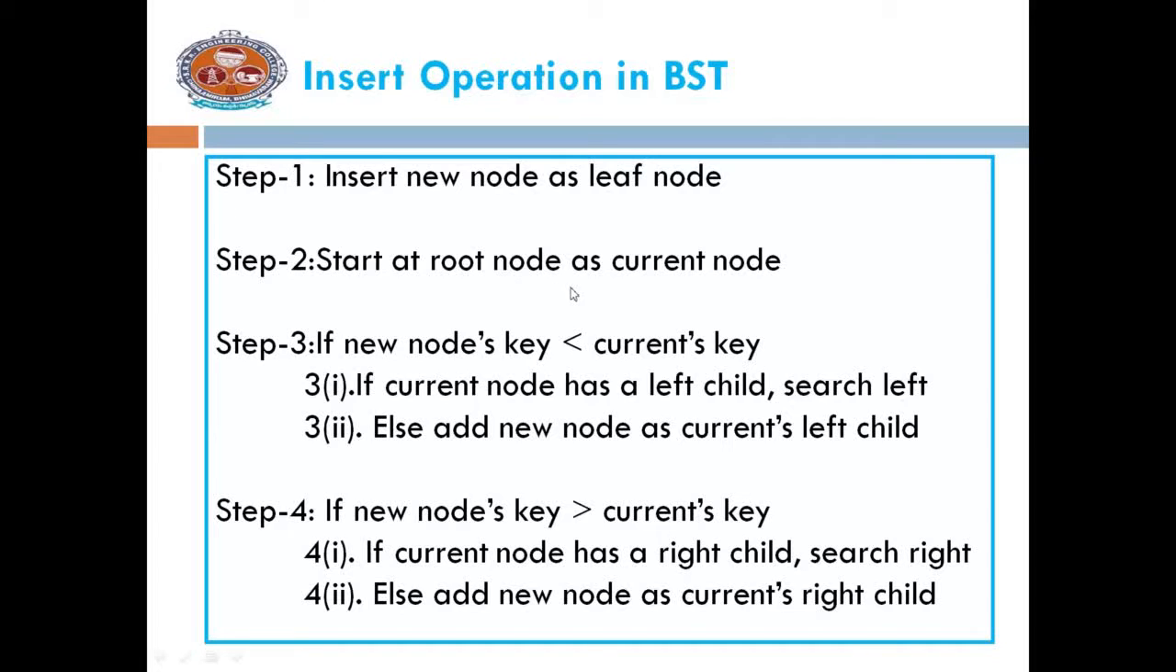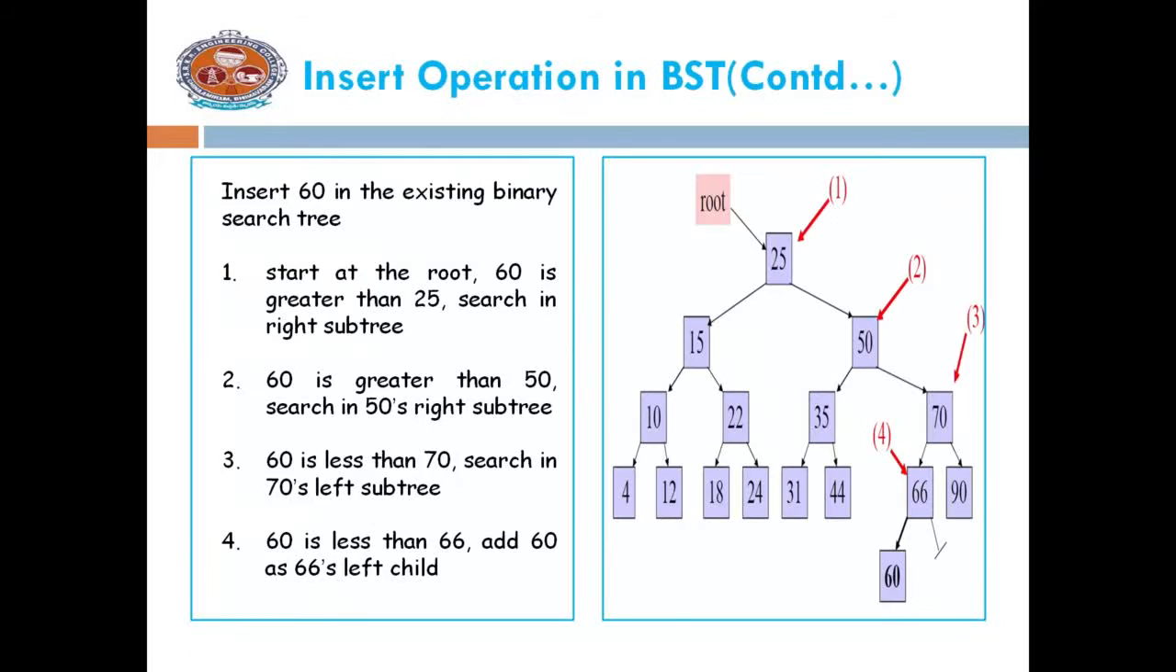So start at the root node as the current node, and if the new node's key is less than the current's key, that means if the newly inserted node is less than the root data, then you have to traverse towards the left, that means search left. Else you can add the new node as the current's left child. If the new node's key is greater than the current's key, that means the newly created node is greater than the root data, you have to search towards the right child. Else you can create the new node as the current's right child.